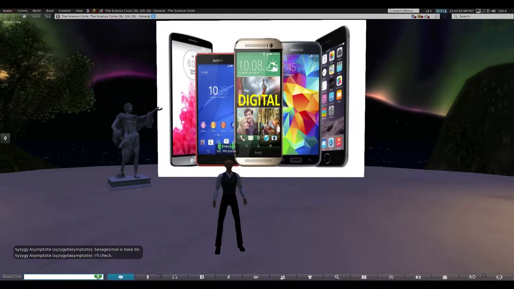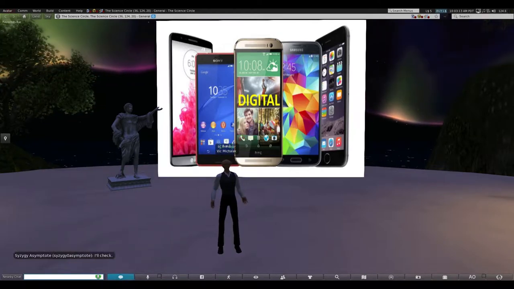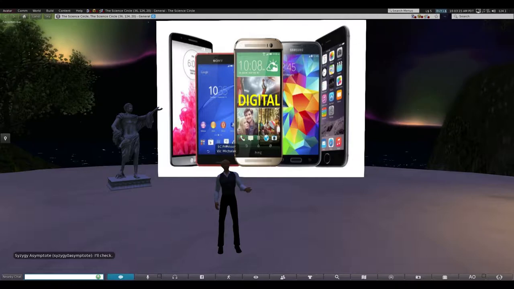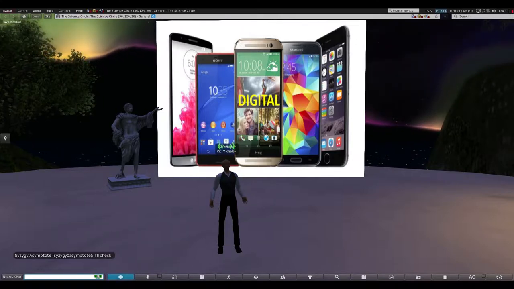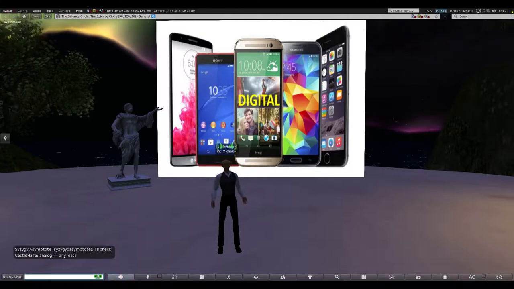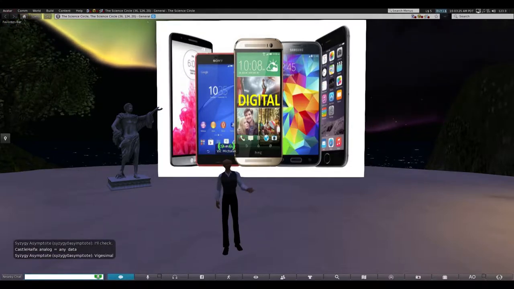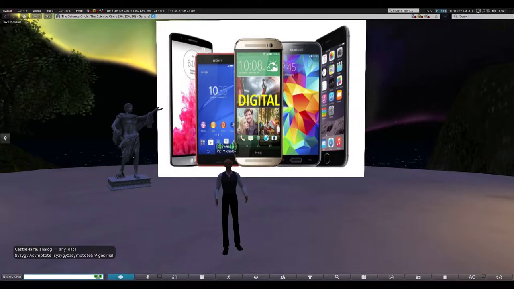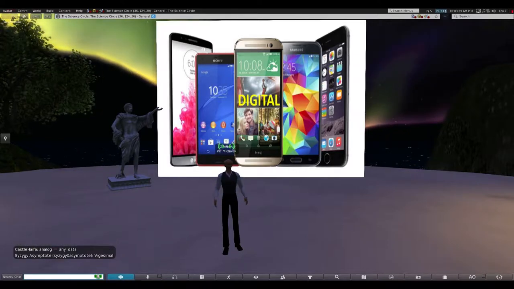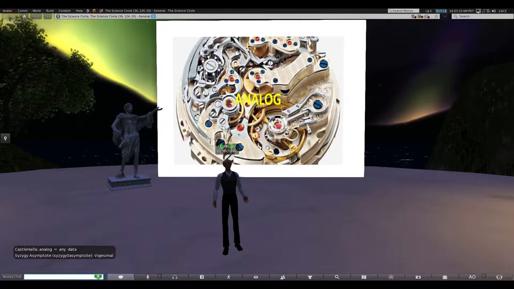Let's distinguish between digital and analog. So let's just say this is a digital computer. And to me, when I think of analog, and I'll show you here, this is analog. In other words, continuous movement.